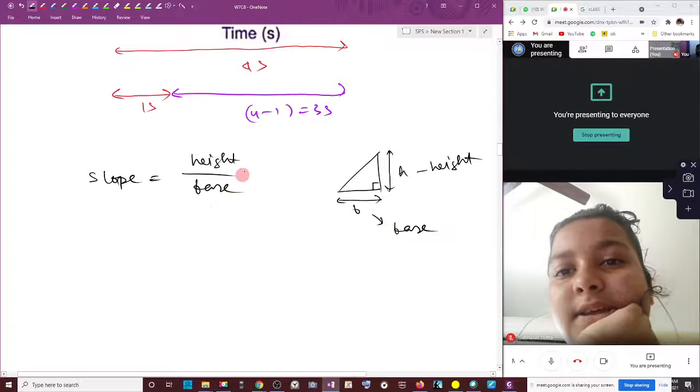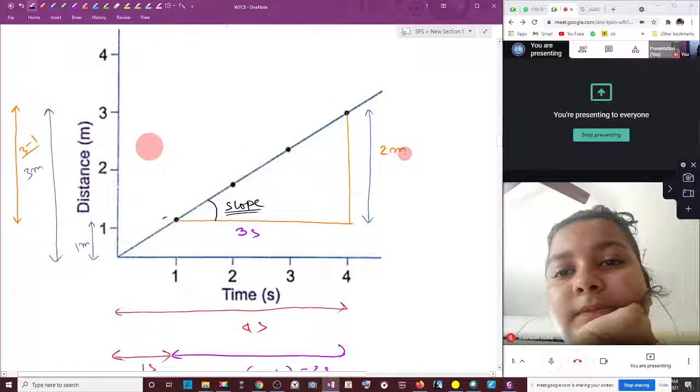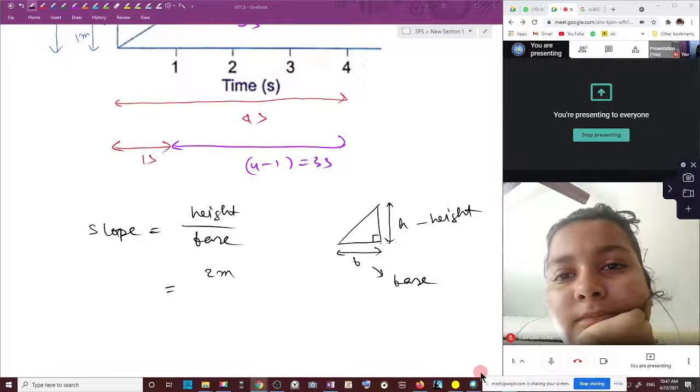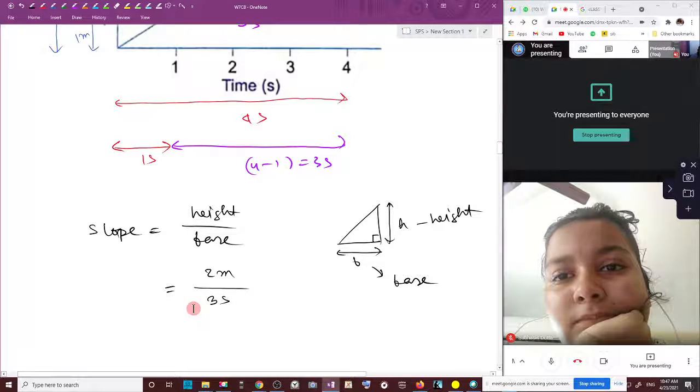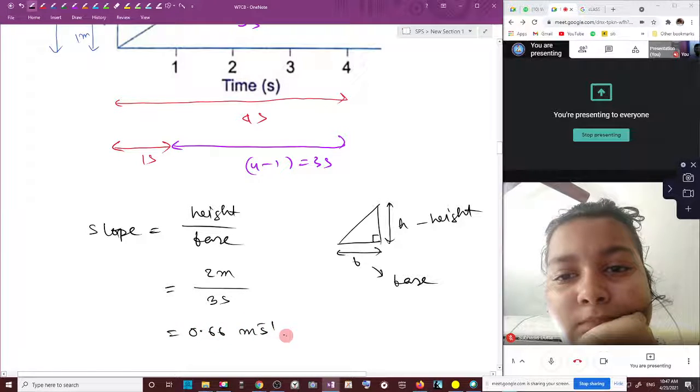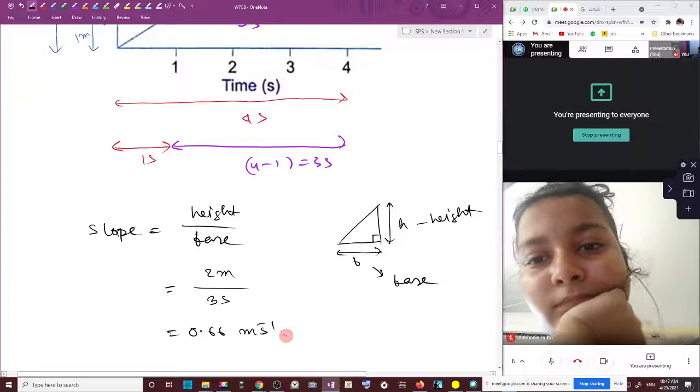Yes, sir. Okay, so what is the height? The height is 2 meter. What is the base? The base is 3 seconds. So it will be 2 meter by 3 seconds, or it will be 0.66 meter per second. Is that clear to you?